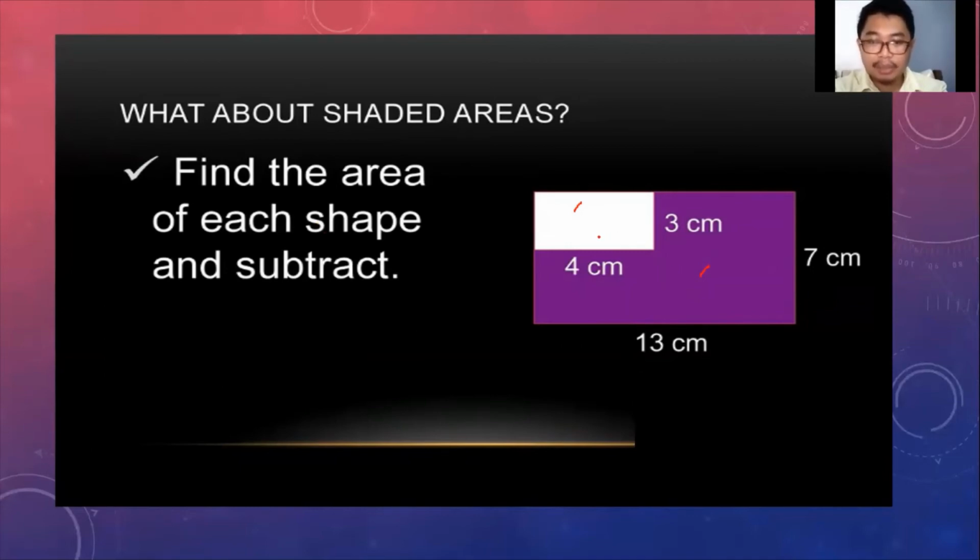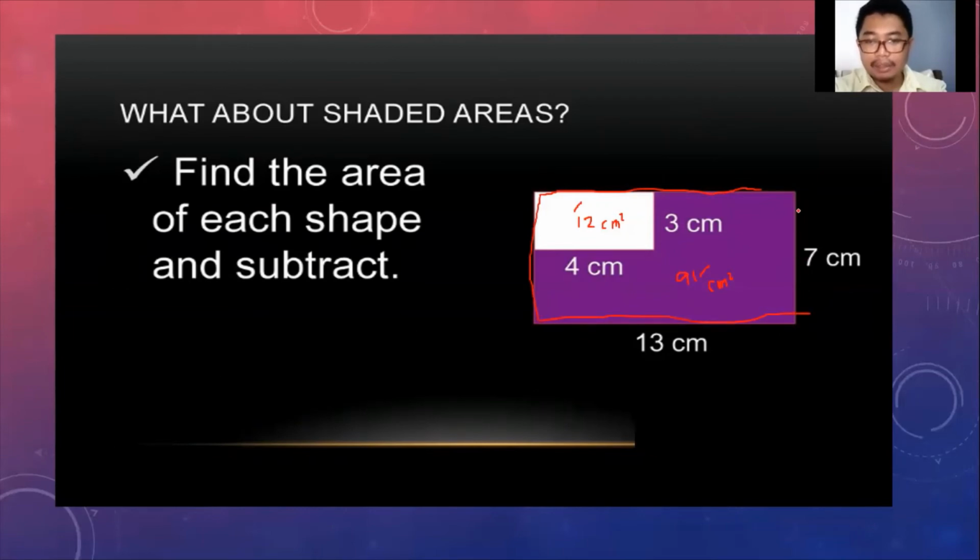For this one, 4 is the length and the width is 3. So 4 times 3, this one is 4, 8, 12. This one is 12 centimeter squared. And the next one, we have here 13 times 7, we have 91. 91 centimeter squared. But the 91 centimeter squared is the total area of the rectangle.